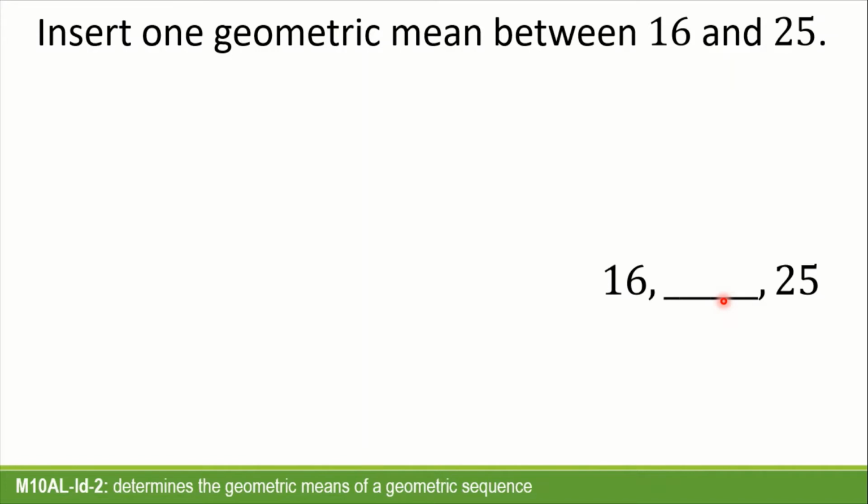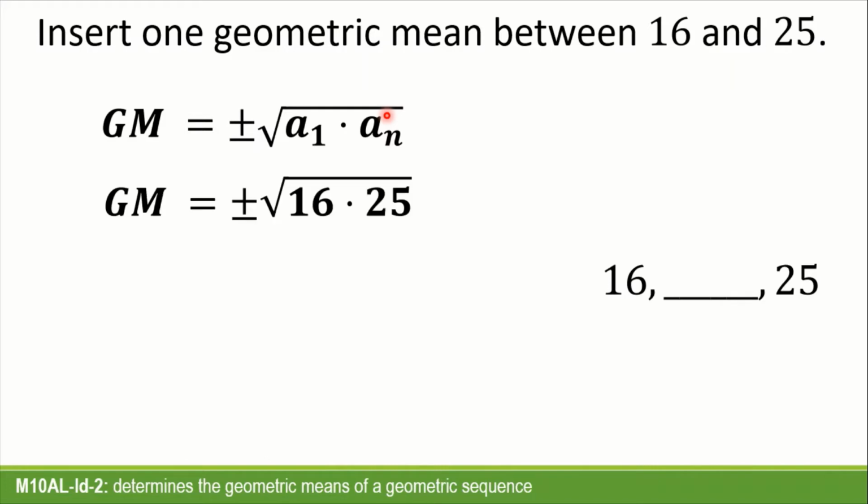So, kapag isang geometric mean lang ang hinahanap, we may use this formula. So, to find the one geometric mean, that is simply get the product of the given two terms and then kunin ang square root. So, applying this formula to this problem, we have the geometric mean is equal to, so pag ang pinag-uusapan ay square root, pwede siyang positive root or negative root. Kaya meron tayong plus minus dito sa unahan.